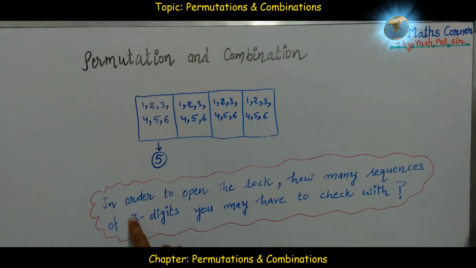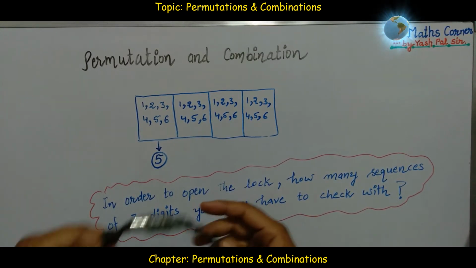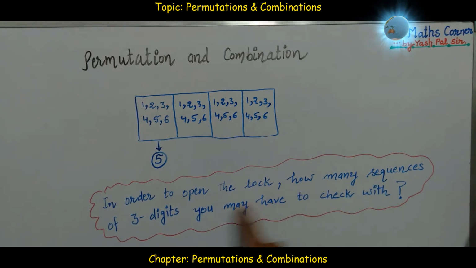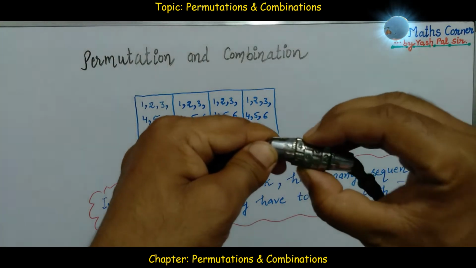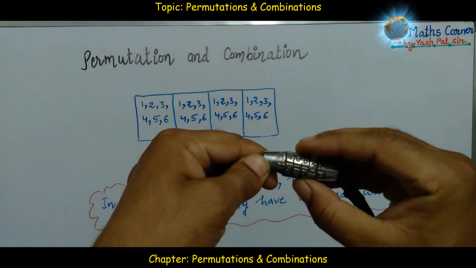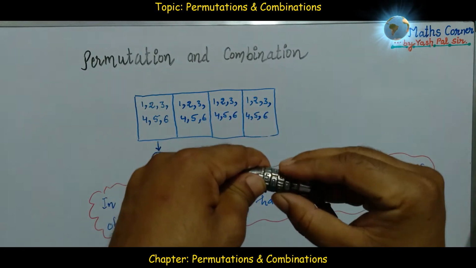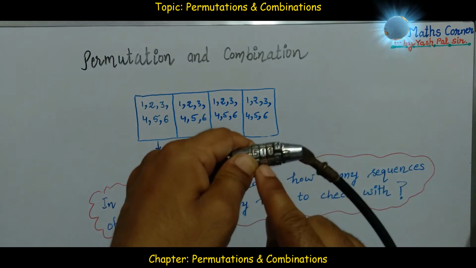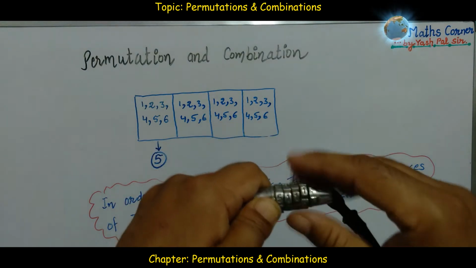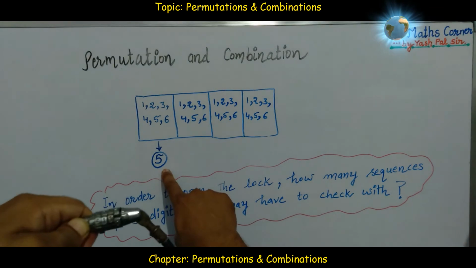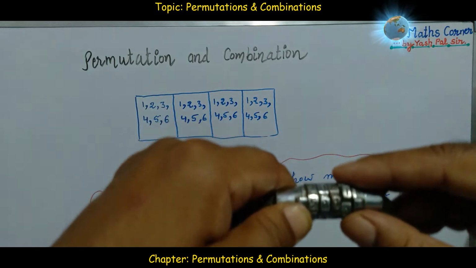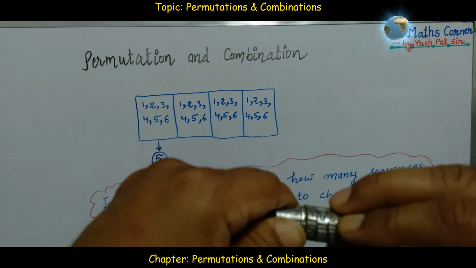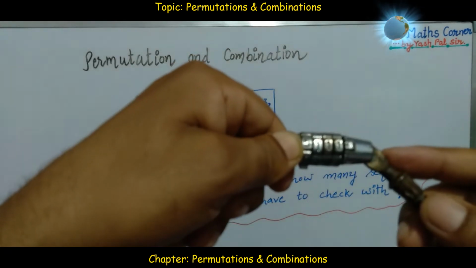Now, how to arrange the numbers of the second, third, and fourth rings? The question is, in order to open this lock, how many sequences of 3 digits may we have to check? First of all, we start to arrange the digits in the second, third, and fourth rings. The first ring is 5. We know this. Suppose this is 1, 1, 1. This is one way.